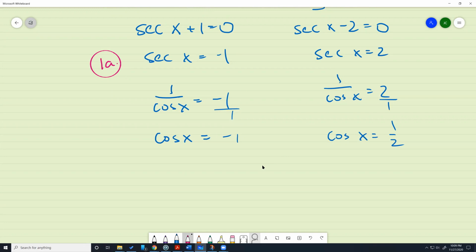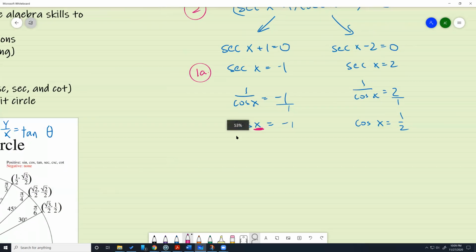Okay, and if you're solving for x for cosine, that means you're looking for the angle for cosine that gives you a value of -1. So let's take a look at the unit circle.